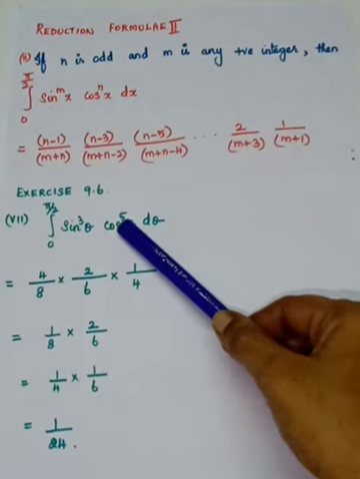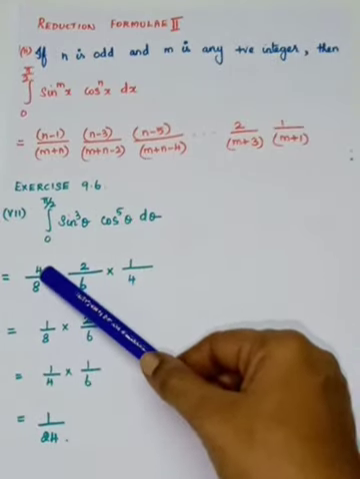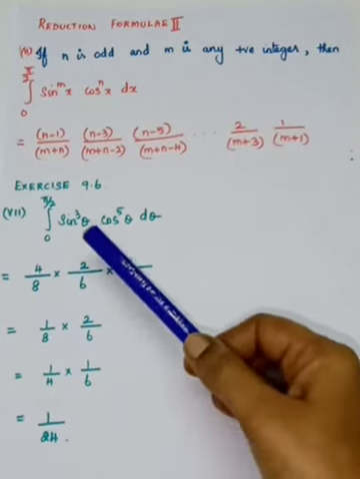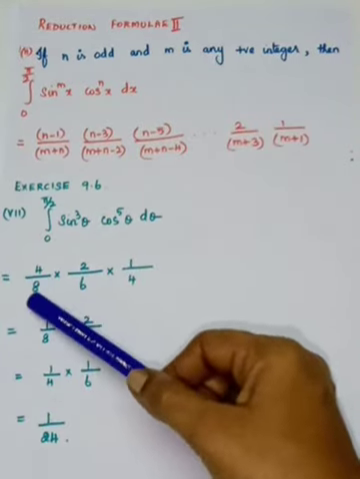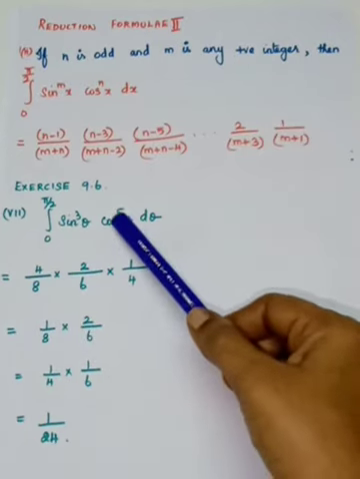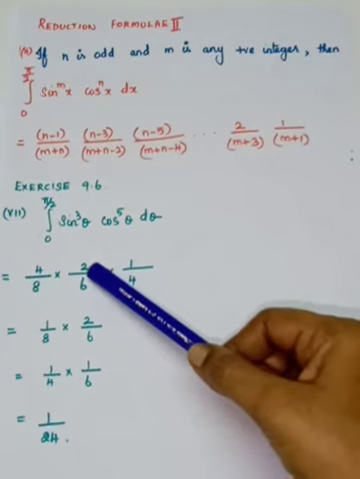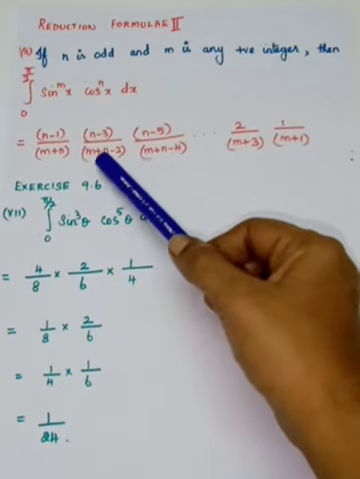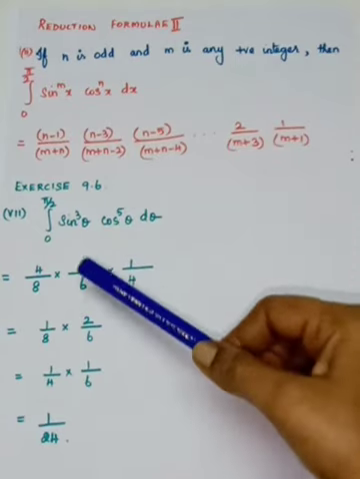So first what you have to write: n minus 1, that is 5 minus 1 is 4, divided by m plus n. So you have to add these two. So 4 by 8 into here 5 minus 3. What is 5 minus 3? 2 divided by m plus n minus 2. So that is 5 plus 3, 8. 8 minus 2 is 6.